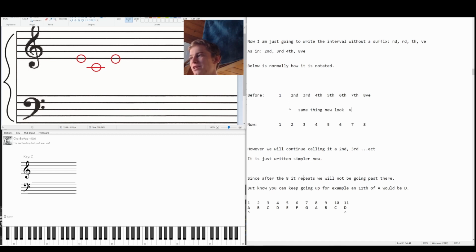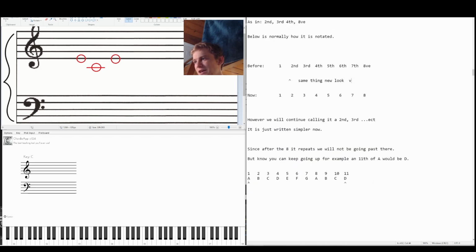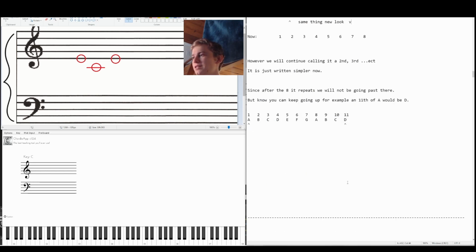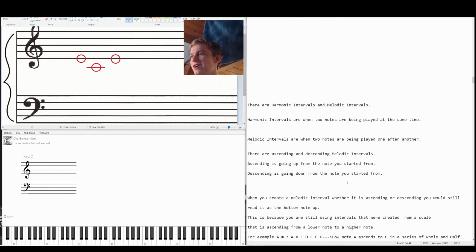So since after the 8 it repeats, we will not be going past the 8 in these lessons, but just know that you can keep going, for example, up an 11th. So an 11th of A would be D, because if you're just counting up A to D, and at G it repeats back at A, you notice that you're landing back on a D. So you can still have an 11th interval, but that's a different topic, so we're not going to talk about that for now.